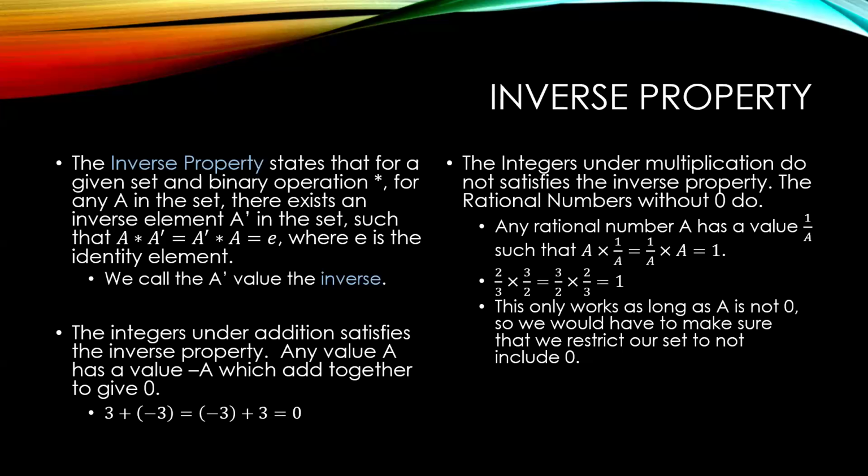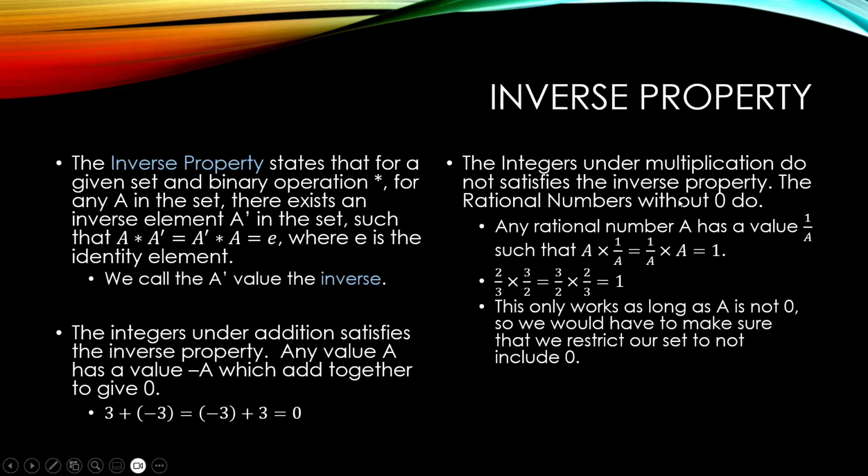The inverse property. So the inverse property states that for a given set and binary operation, for any value in the set, there's going to be an inverse element in the set, such that if you do A star the inverse of A, that's the same as the inverse of A star A, which is just equal to E, where E is the identity element. We call this A prime the inverse. And so the integers under addition satisfy the inverse property, where for any value A, the inverse is going to be negative A. And so 3 plus negative 3 equals 0. Negative 3 plus 3 equals 0.